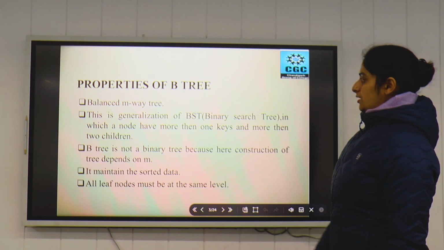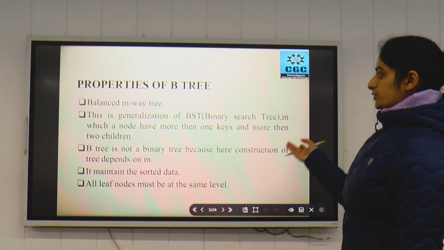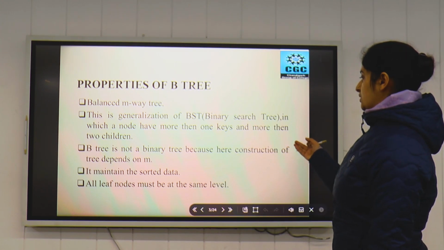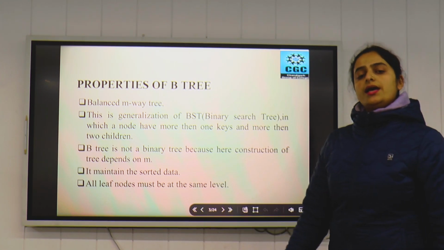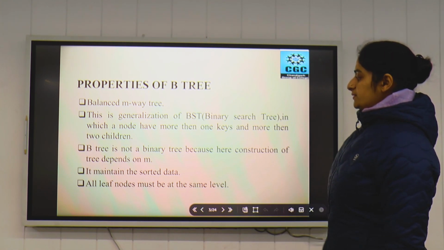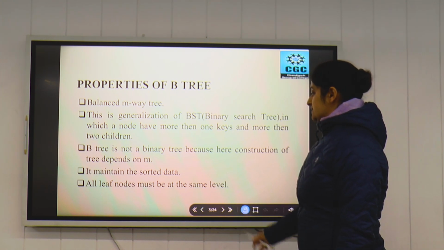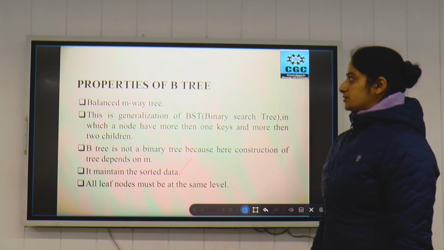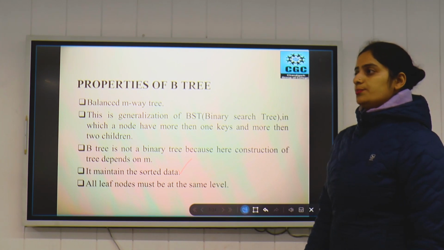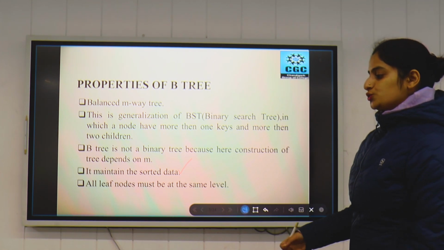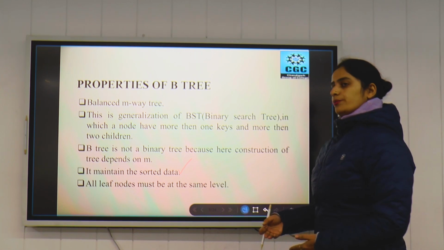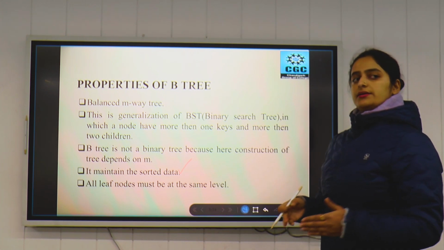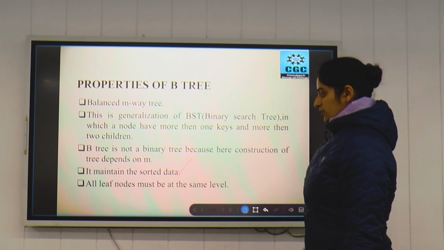And this node has more than one key and more than two children. As I said before, a B tree is not a binary tree because the construction of the tree depends on n. It maintains sorted data. Again, this is a very important thing to understand: when I would like to apply the strategy of a B tree on my data elements, I have to keep in mind that my data elements are always in sorted order.